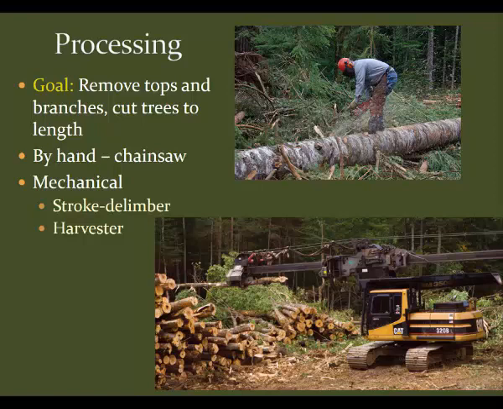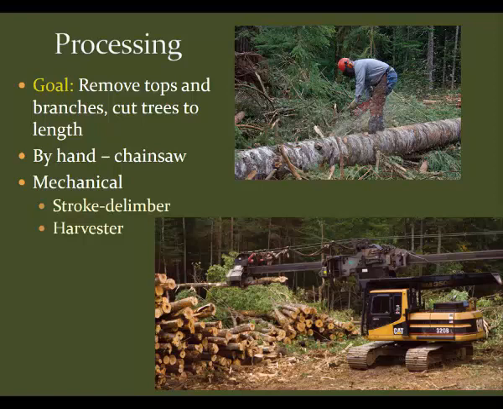So sometimes this is done by hand. A hand faller might buck knots, aka cut off branches, and then buck up the tree. That's the term we use to talk about cutting the tree to length. But then there's also equipment. We mentioned harvesters already, or another thing that's called a stroke delimber, which you can see at the bottom here.